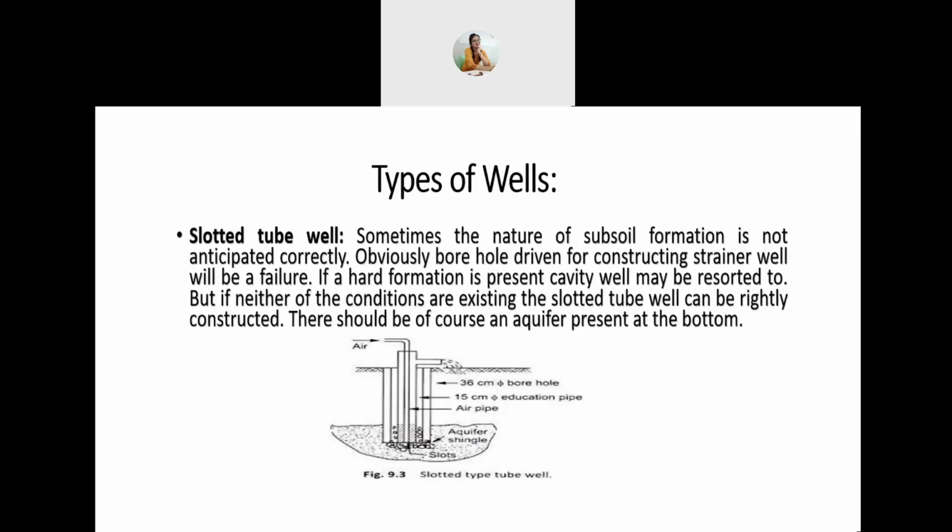Number 3, slotted tube well. Sometimes the nature of subsoil formation is not anticipated correctly. Obviously, a borehole driven for constructing a strainer will be a failure. If a hard formation is present, a cavity well may be restored too. But if neither of the conditions exists, the slotted tube well can be rightly constructed. There should be, of course, an aquifer present at the bottom. In this picture, you can see a slotted type of tube well with the presence of aquifer shingle with slots in the bottom part.